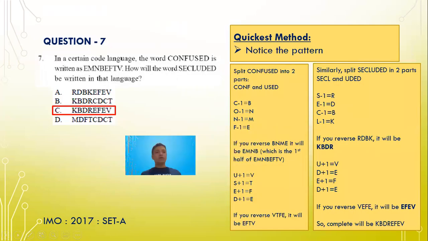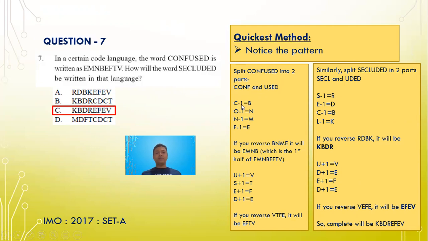Okay. In a certain code language, the word confused is written as EMNBEFTV. How will the word secluded be written in that language? So notice the pattern. Again, this is a very good question. Split confused into two parts: CONF and USED.